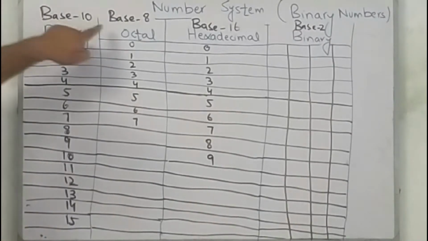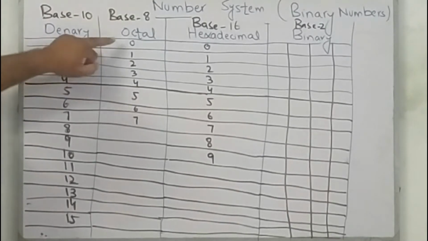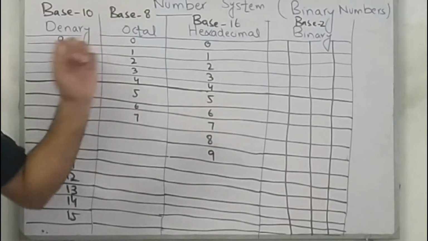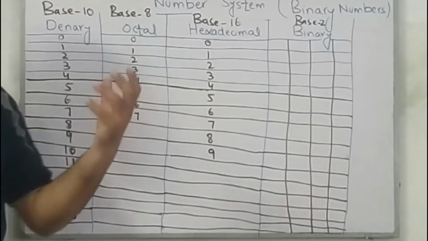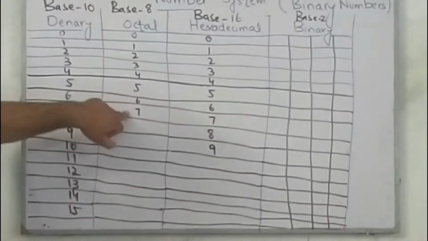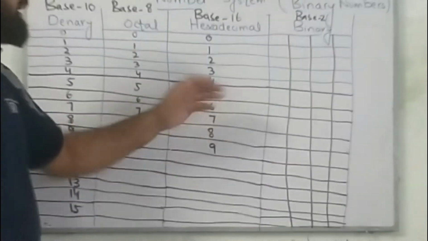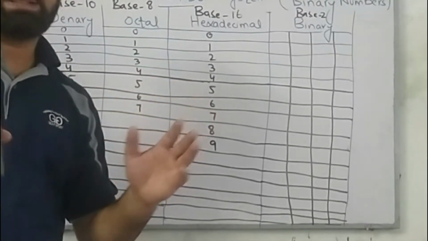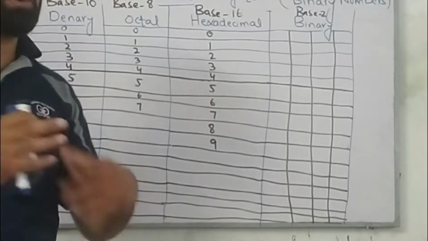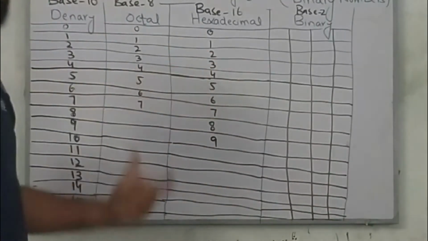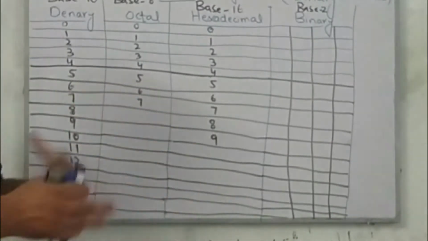Base 10 is Denary, and base 8 is octal. It will start from 0 and end on 7 because it uses a combination of how many bits? 8 bits. Because it's base 8, it starts from 0 and ends at 7. The next is base 16. Base 16 means it has a total of how many digits? 16 different values to represent a specific number. We use all these numbers in a computer system to work with these numbers.